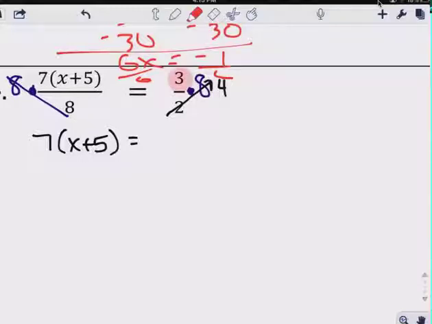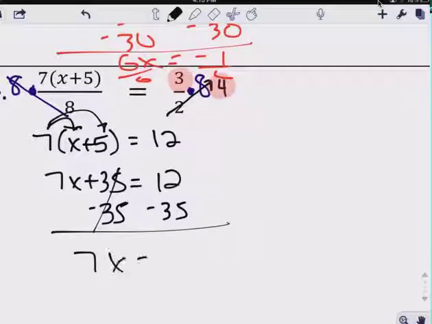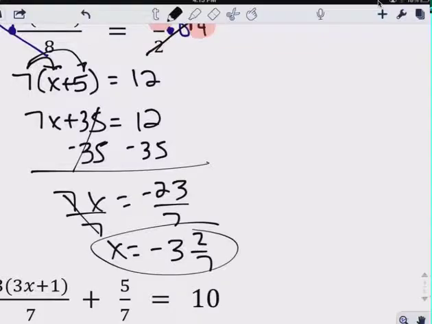And 3 times 4 is 12 here. Distribute. 7x plus 35 equals 12. Minus 35. Use your calculator. 7x, and your calculator will tell you it's negative 23. Divide by 7. x then is equal to negative 3 and 2 over 7. That's the answer for that one.